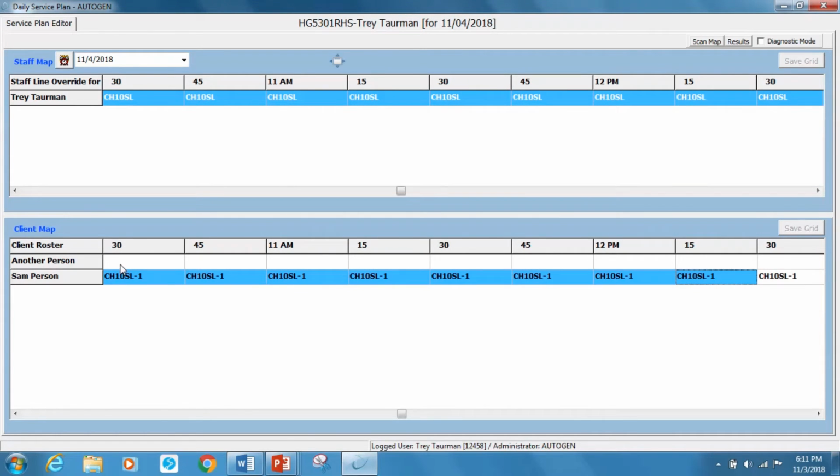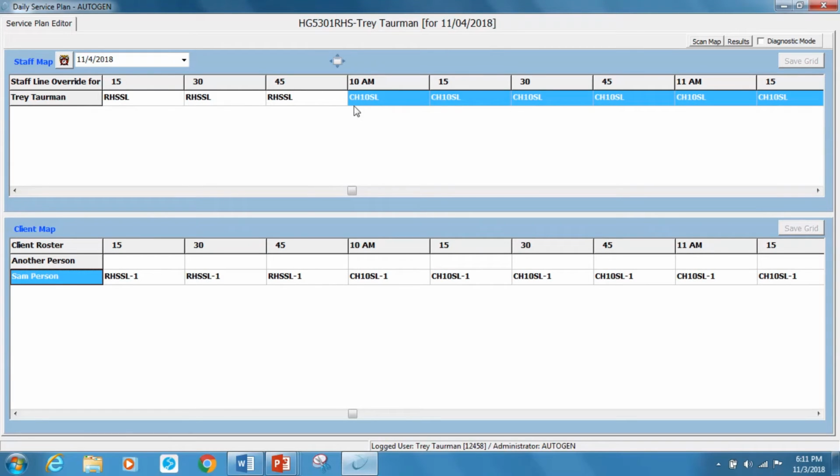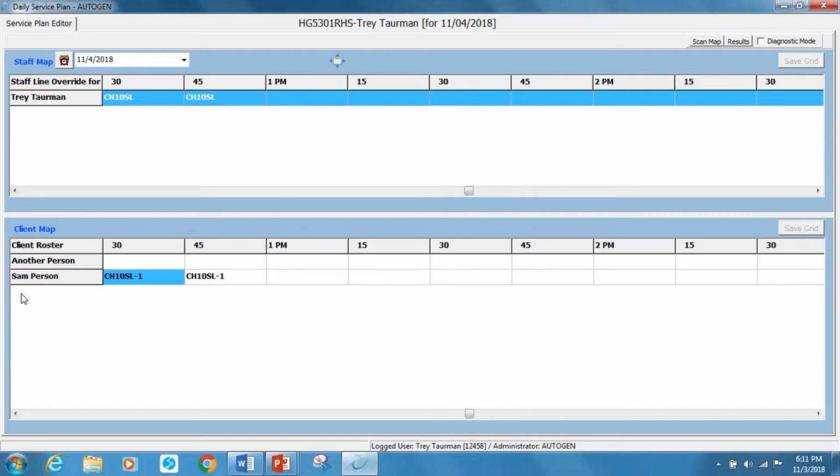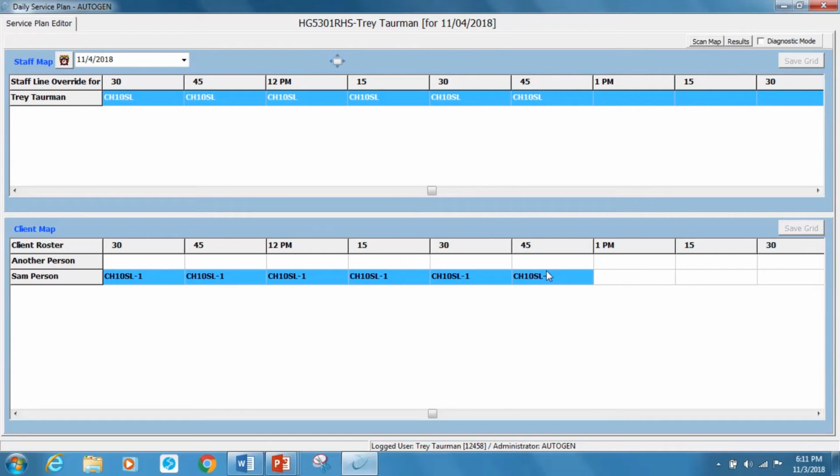So now, if you're claiming community integration, I can actually look at your map and I can see, okay, when it comes to billing the state, I can bill for 1 hour of residential services for Sam, but 3 hours of community services for Sam.